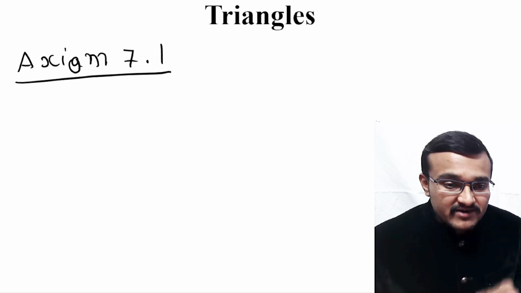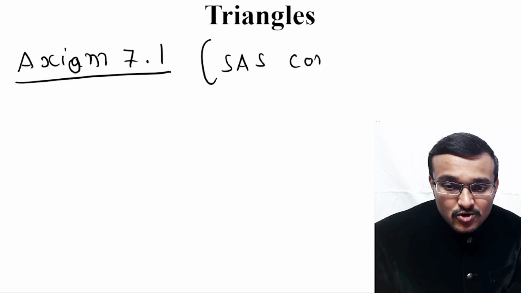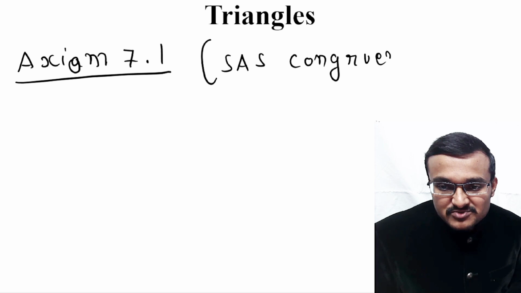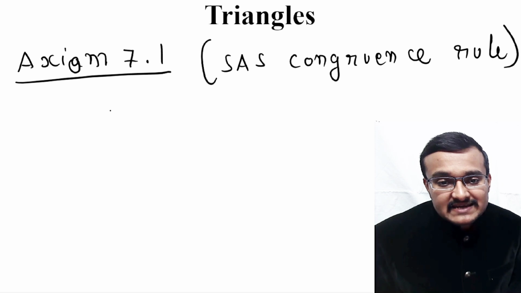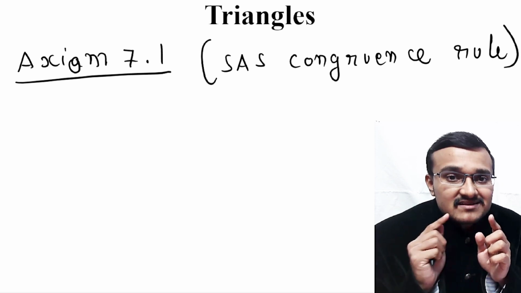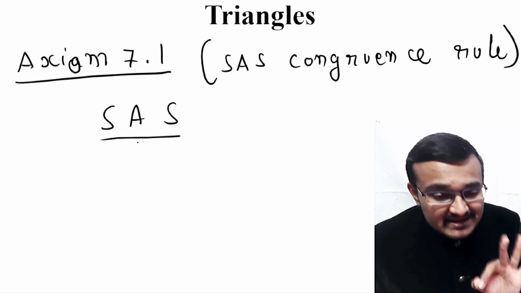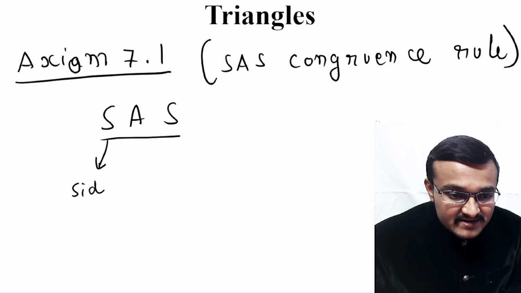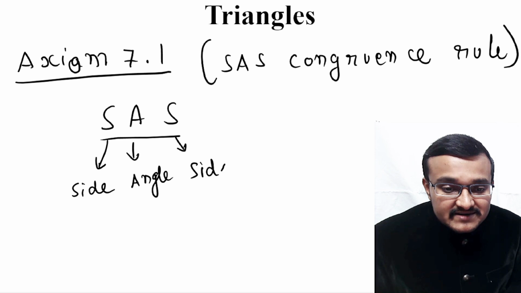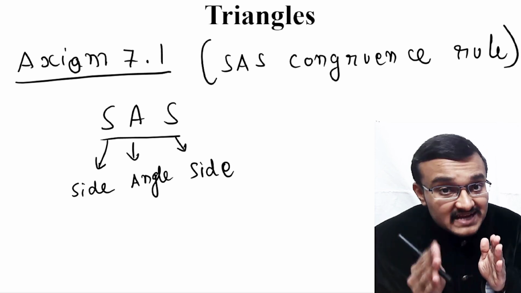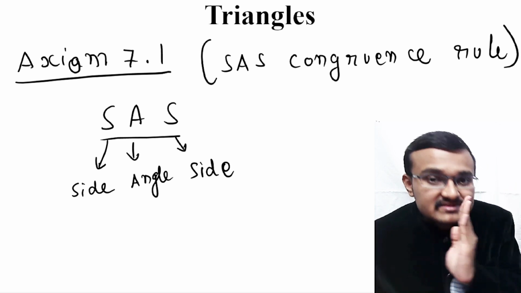So in axiom 7.1, the name of this particular axiom is the SAS congruence rule. So now in this axiom, if side, angle, side of two triangles, so whenever I use the SAS axiom, S represents side, A represents angle, again S represents side. So side, angle, side. That means here continuously you have to consider side, then angle, then side.